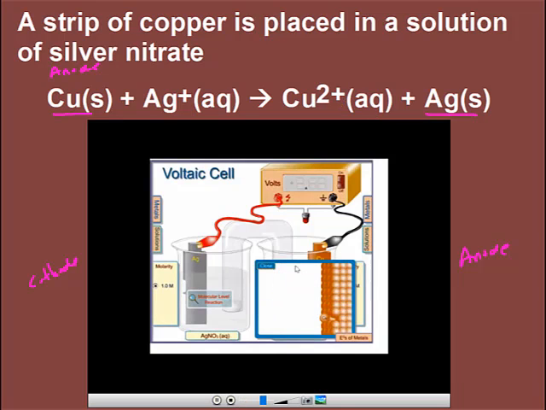Sometimes on the AP test, they'll ask what happened to the mass of the anode, or what happened to the mass of copper. Well, we can see from the balanced equation that we went from copper to copper ion, so that should be decreasing in mass. But we can also see in the simulation that since it's losing electrons, the copper is going from metal to ion. So the mass of the electrode is going into solution.